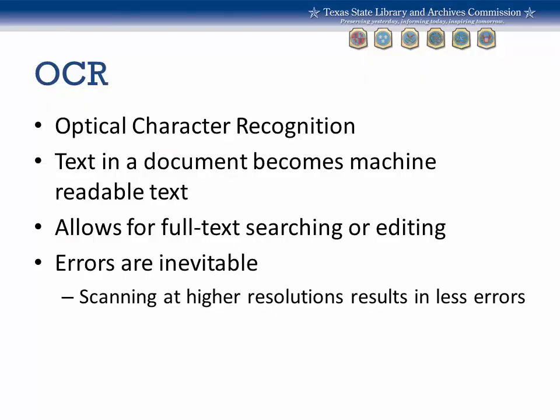Now, the main reason people do OCR is because it allows you to do full text searching or editing on your documents. The problem is errors are inevitable. Sometimes your OCR software will read a Q as an A or vice versa. The good news is that these errors are relatively rare, and if you're as skeptical of machines as I am, you might be surprised to know that OCR documents usually have a 98 to 99% accuracy rate. And the higher the DPI or the resolution of your document, the fewer errors there will be in your OCR.